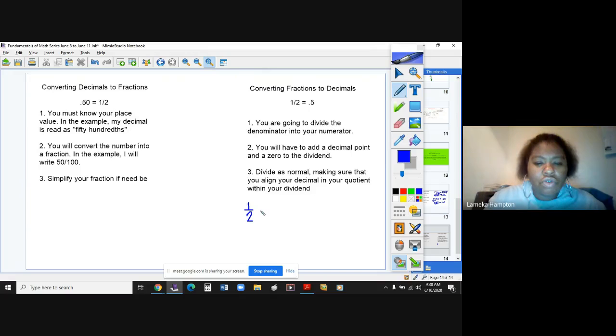Okay, so when I turn this into a long division problem, I have 2 divided by 1. Now, we know that 2 cannot go into 1 because 2 is greater than 1. So step 2 says I'm going to have to add a decimal point and a 0 to my problem.